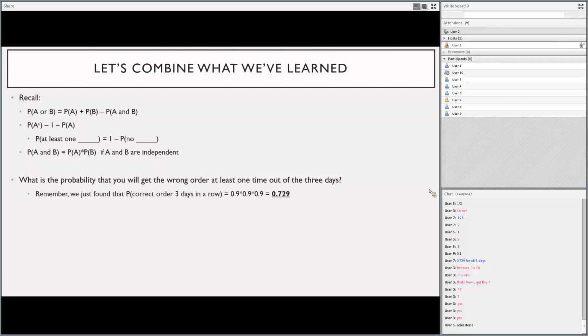Now remember, on the last page, we found that the probability of getting the correct order 3 days in a row was 0.729, right? That's what we just found on the last page. And then we have that at least one rule that says the probability of getting at least one something is 1 minus the probability of getting no something. And all we had to do was fill in the same phrase here and here, right? So what is the phrase that I would fill in here and here? I'm looking for at least one what?